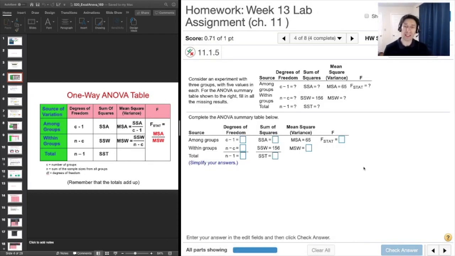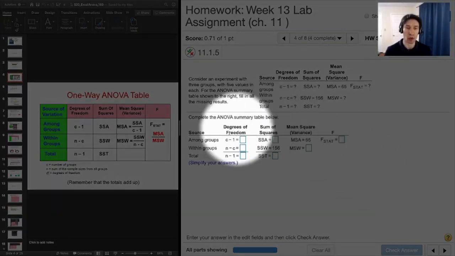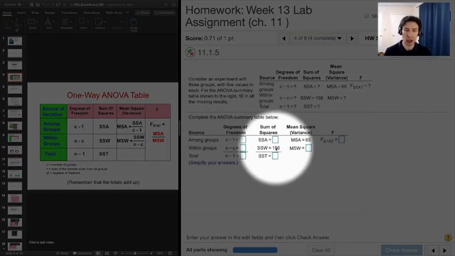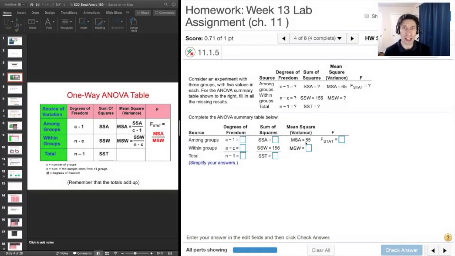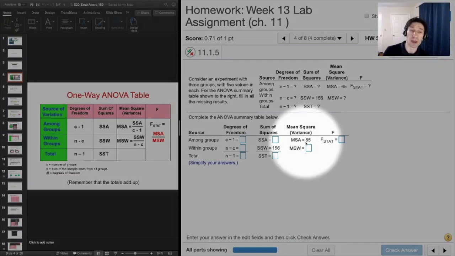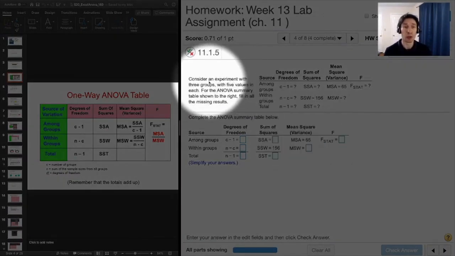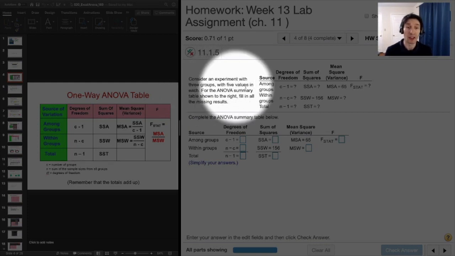Okay, so the next type of questions that you are very likely to get is this one, where you have a table that is only partially filled out. You get an SSW and you get an MSA. You might think, how do I answer that? Well, there's one more element of information you get from the text, and those are the number of groups, in this case 3, and the number of values in each group, and that is 5.